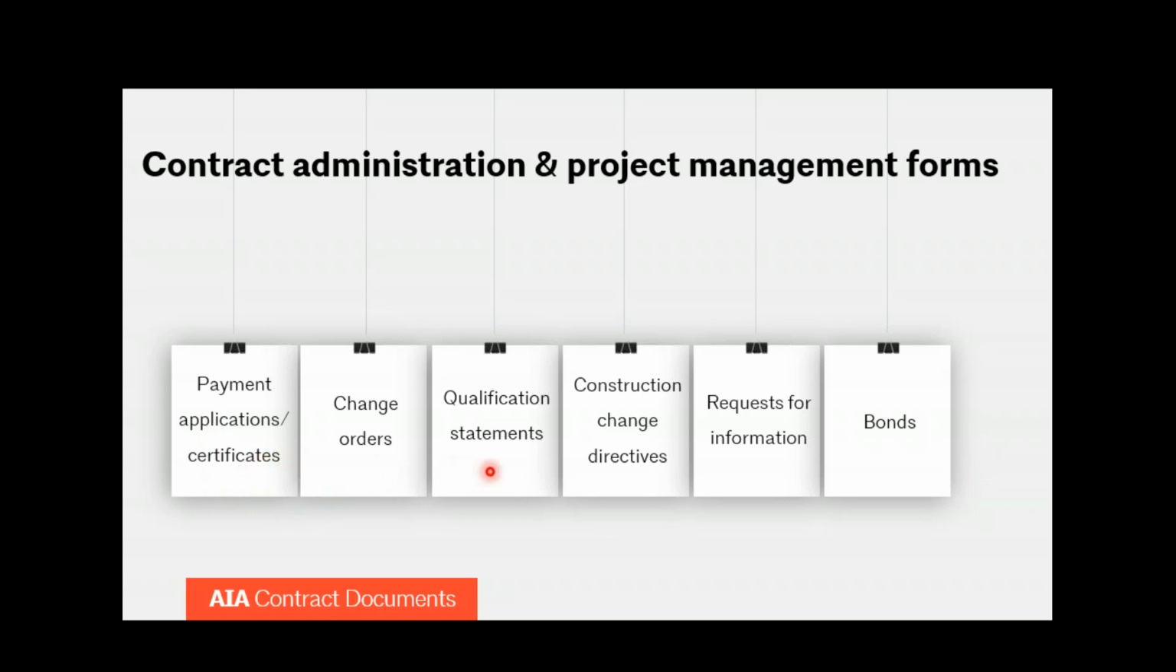In addition, there are certain documents besides the ones I mentioned that are specific to each family. So I mentioned G702 and G703. That's the conventional version. And then we have G732 and G733. Those are for construction management. So we have different versions of the pay apps. Same thing with the change orders. Not for all of them. Qualification statements, there's only one. But for a lot of these, we have different versions for different families as well.